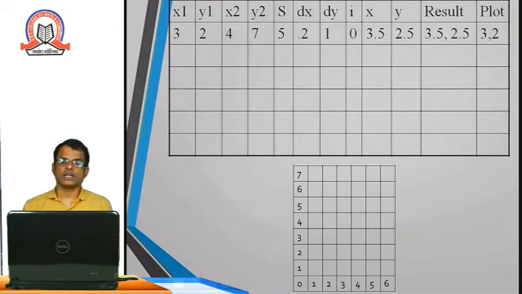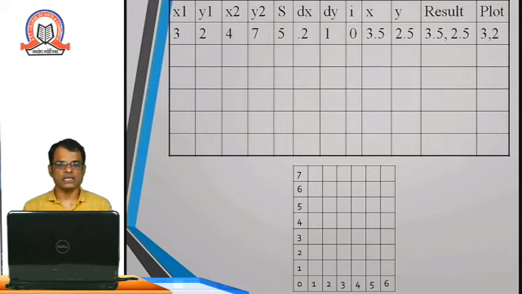Now we start with i equal to 0, meaning the first loop. In the first loop, the initial value, we have to add 0.5 to both the points. So in x, we are at the starting point 3.